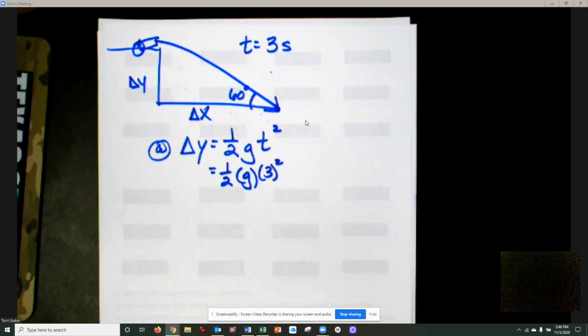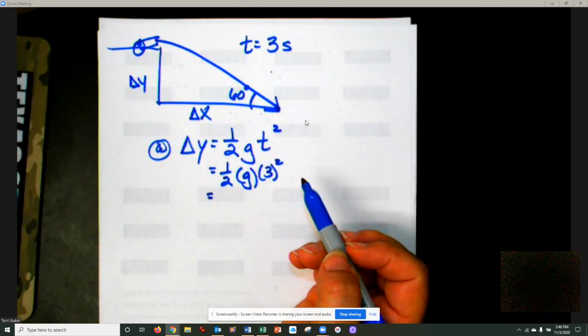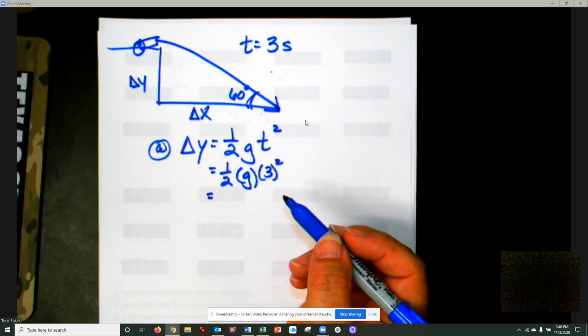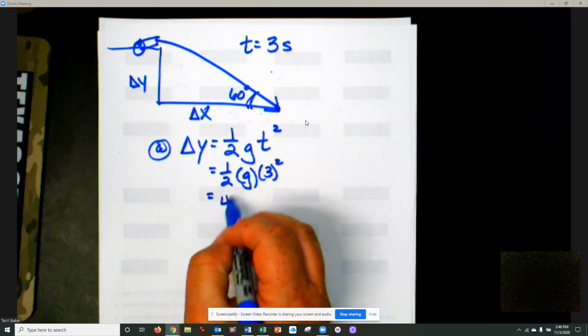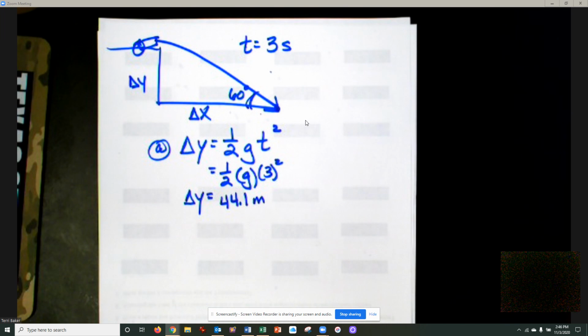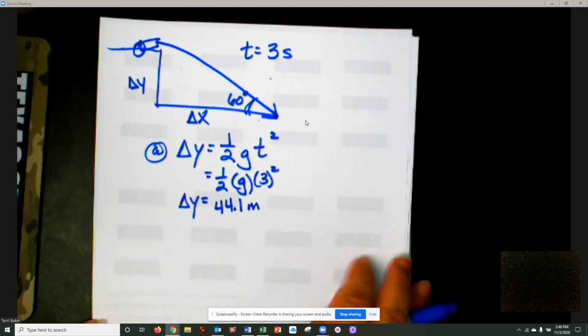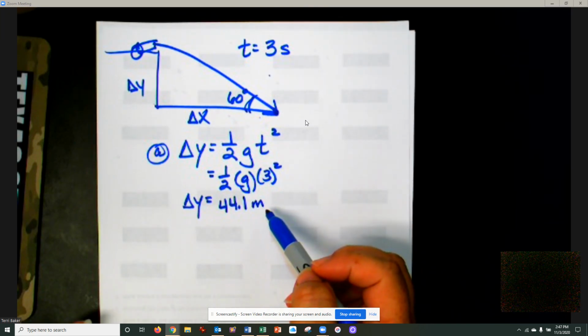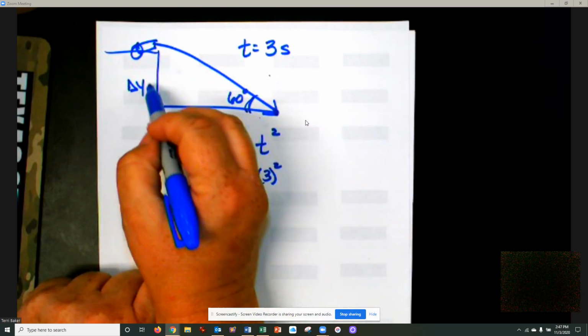It's given in the question. When it hits the ground 3 seconds later, 60, yeah, this angle is 60, yes. So delta y is 44.1 meters. The cliff is 44.1 meters tall. Yes.